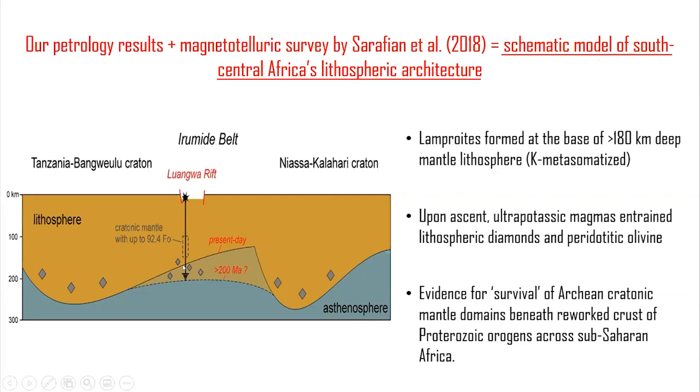And it also went through a region of peridotitic olivine, acquiring the phosphoritic content seen for the olivines, before erupting into the Luangwa rift. This itself can serve as evidence for survival of Archean roots beneath reworked Proterozoic crust across sub-Saharan Africa.